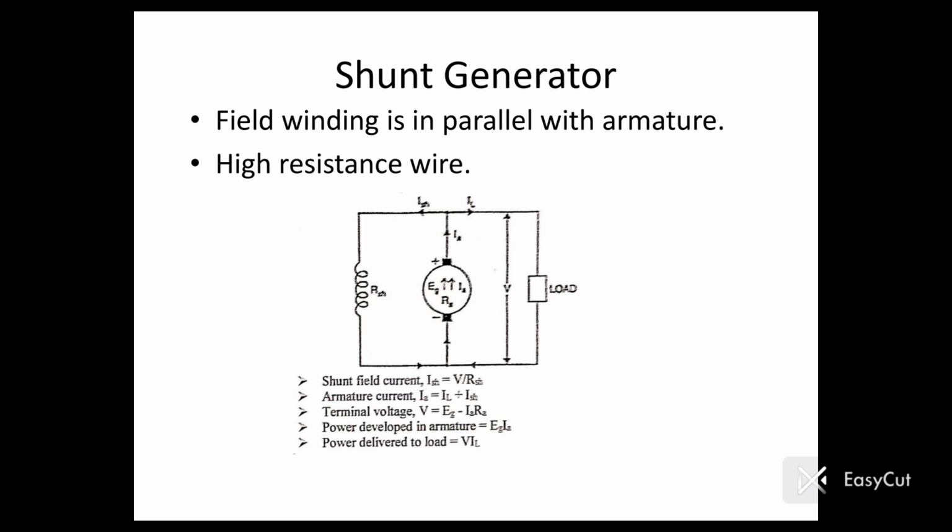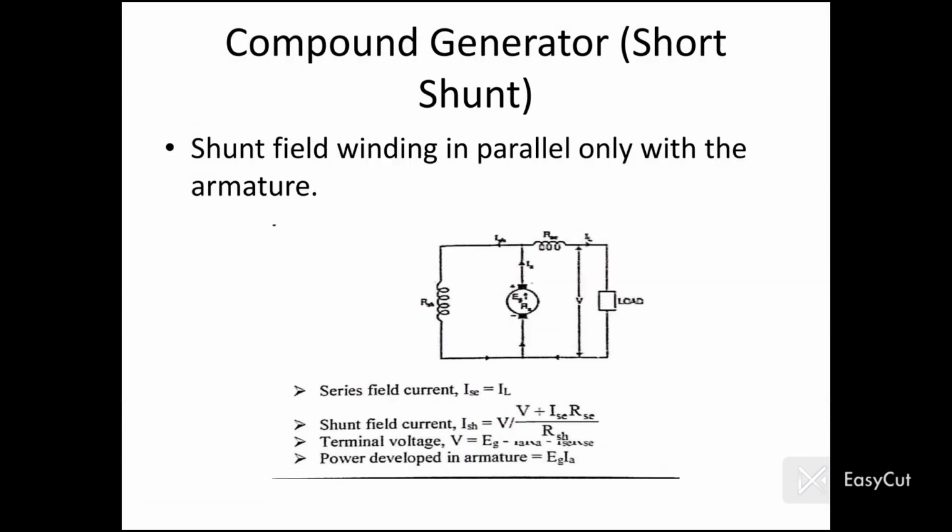Write shunt field current, Ish is equal to V divided by Rsh. Write armature current, Ia is equal to IL plus Ish. Write terminal voltage, V equals Eg minus IaRa. Write power developed in the armature is Eg into Ia. Write power delivered to load is V into IL.